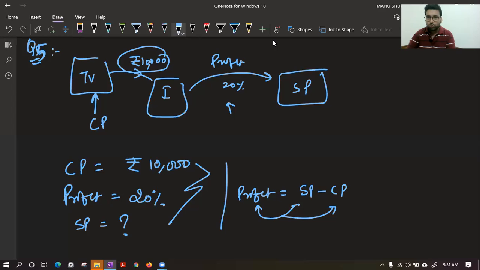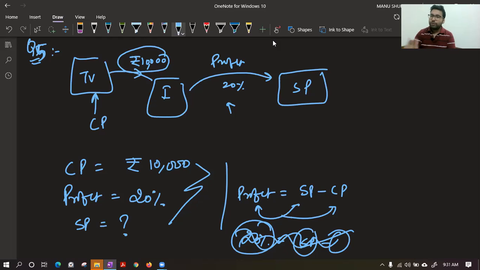Can we put profit equal to 20% is equal to SP minus CP? No, because this is in percentage and these are in values. So they are not comparable right now. They cannot be put in an equation. So first we need to find what?